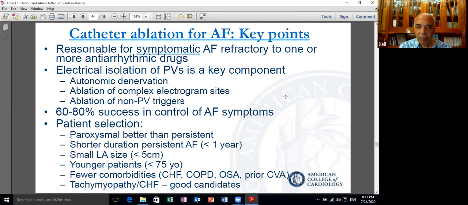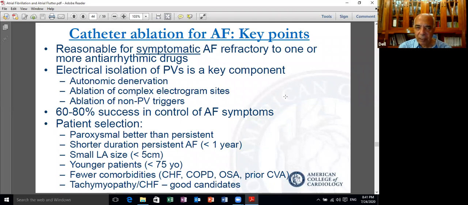Electrical isolation of the pulmonary veins is a key component, particularly when it's an extensive isolation, making sure that you strike a balance between completeness of the isolation and the electrocautery, and changing the left atrium into a fibrous bag with poor emptying fraction.